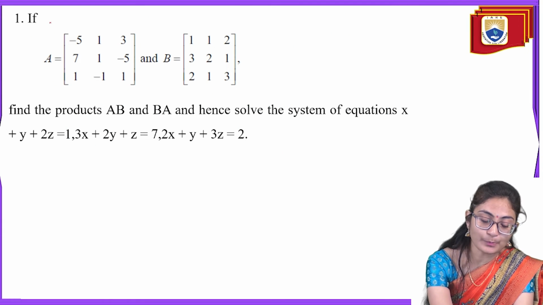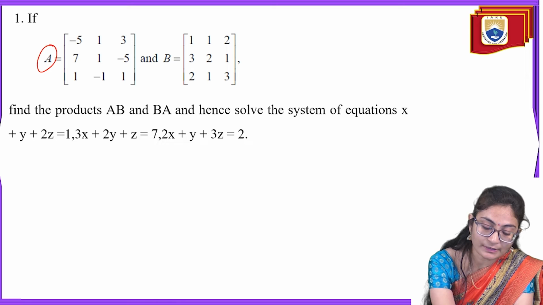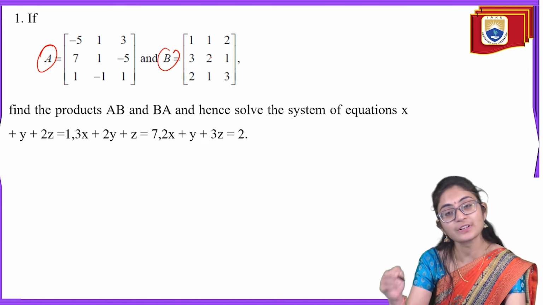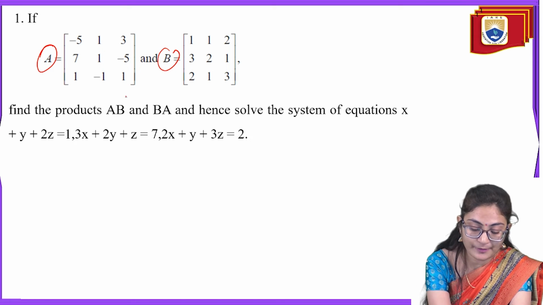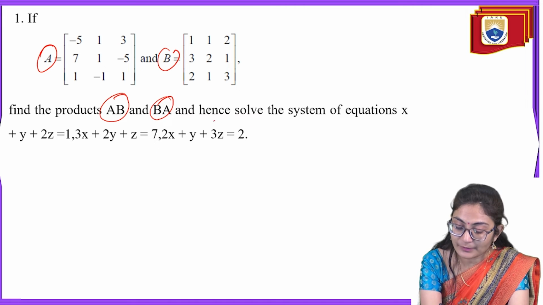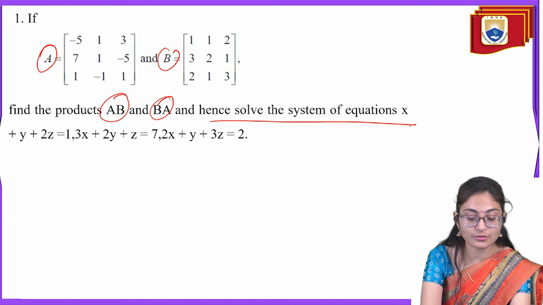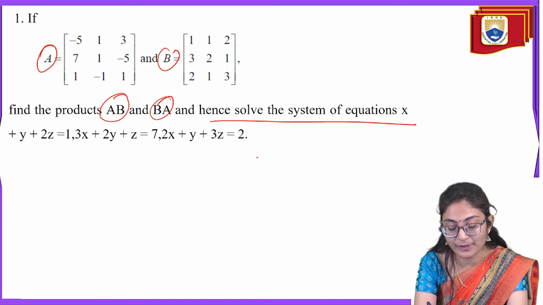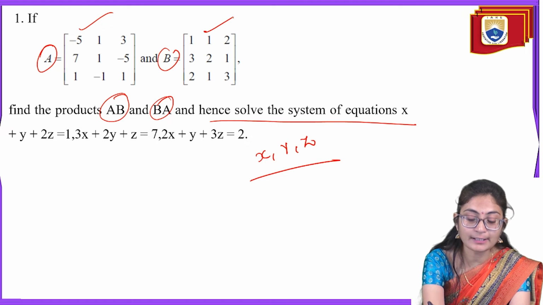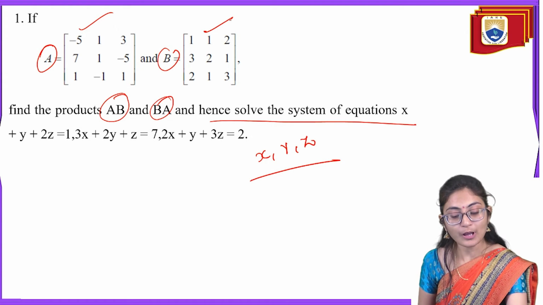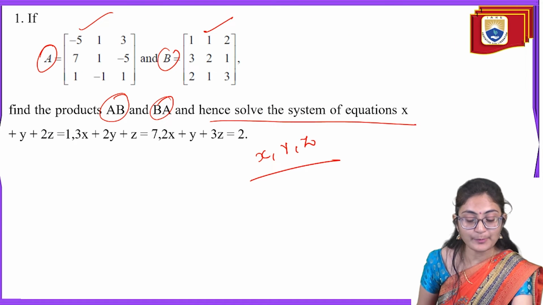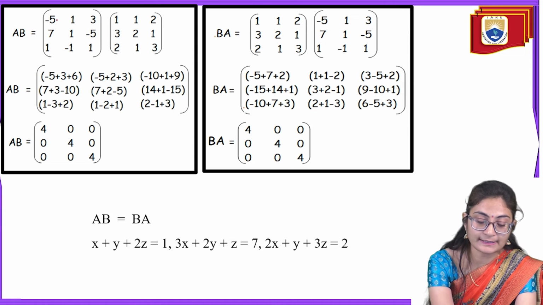So there is one example of a matrix. We have two matrices A and B. Each has different values. First, we have to find the products AB and then BA. After that, we have to find some equations, and we have to find the values of X, Y, Z by using this A and B. So how will we find them? First, the AB matrix. We have to calculate these things.